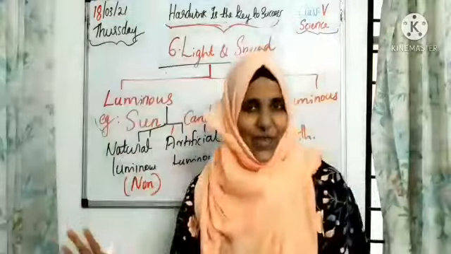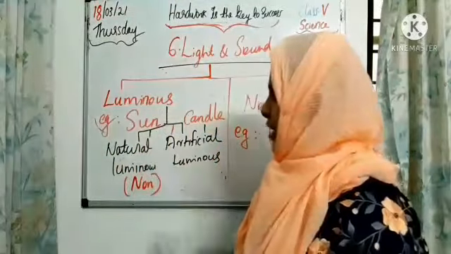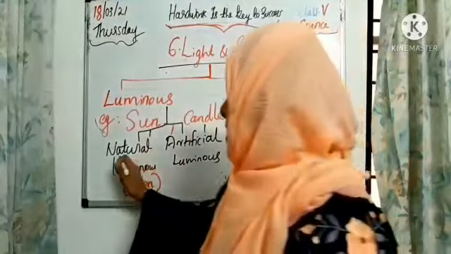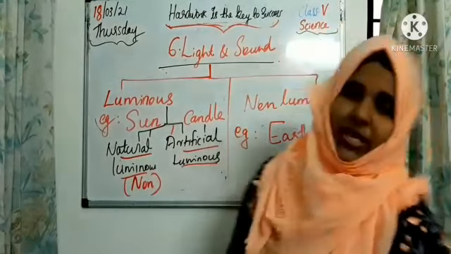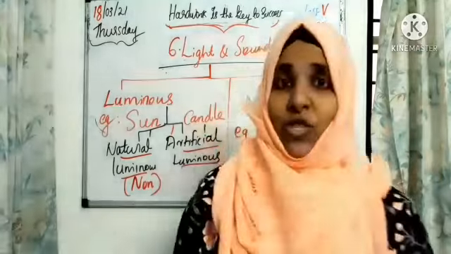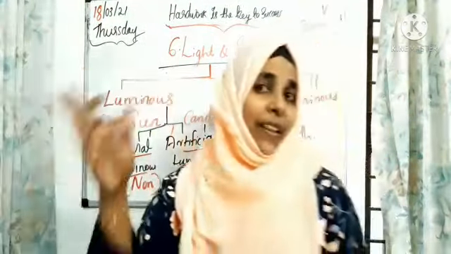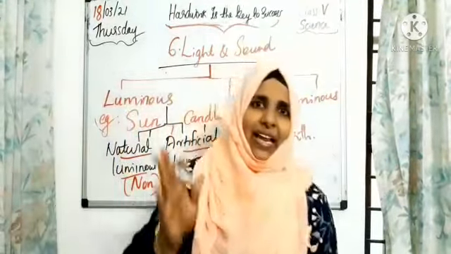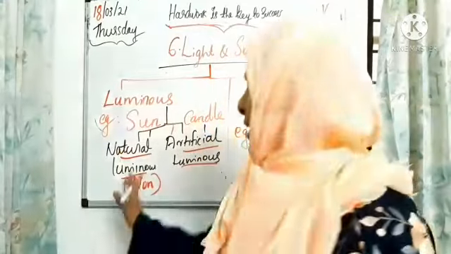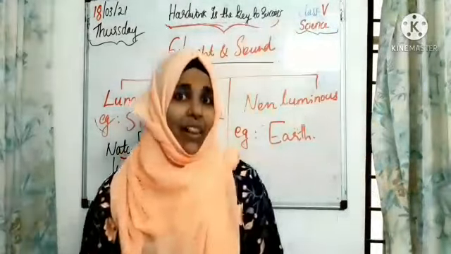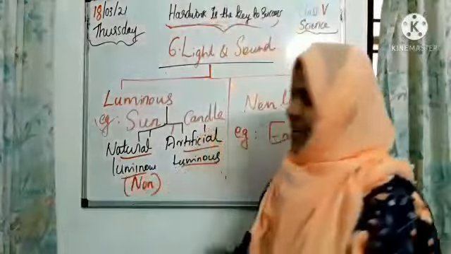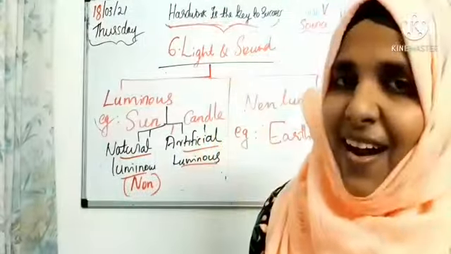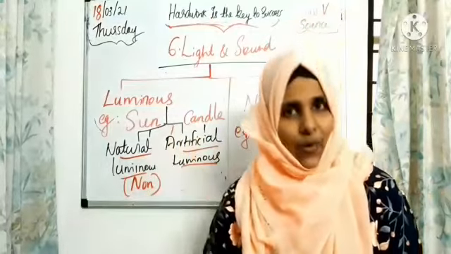Okay. Children, we can classify luminous objects into two types. What are they? Natural luminous objects and artificial luminous objects. Natural luminous objects we can classify again into two: living natural luminous objects and non-living. Living, we can clearly say the example, that is glowworm and fireflies. But non-living, we can say the example like star and sun. They are producing their own light.